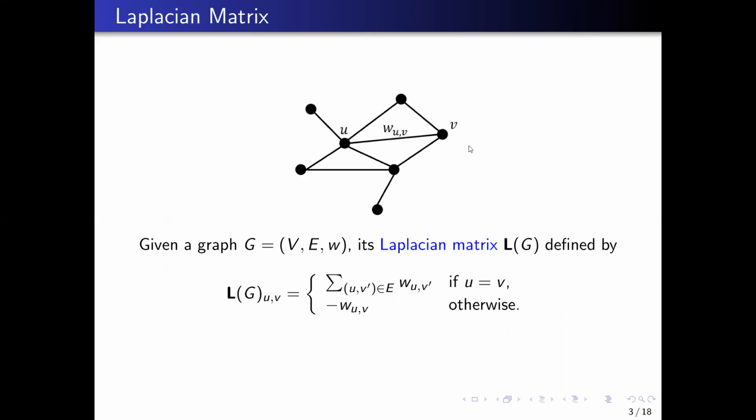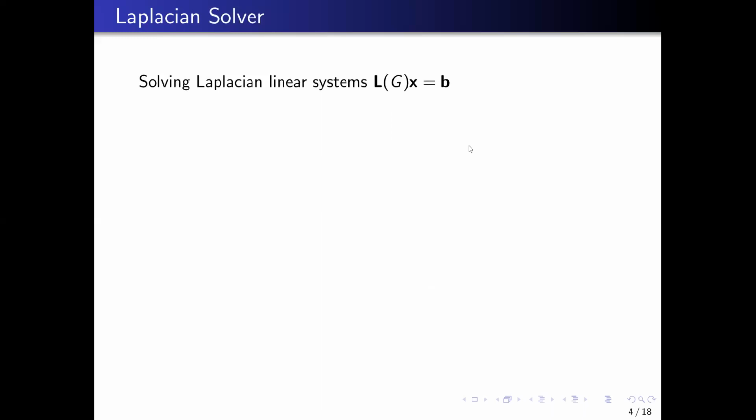Given a weighted graph G, each edge UV has a weight WUV. For the Laplacian matrix LG, the diagonal entry is equal to the summation of the weights of edges incident to this vertex, and the non-diagonal entry is equal to negative of the edge weight. A Laplacian solver is used to solve Laplacian linear systems, LGX equals B.